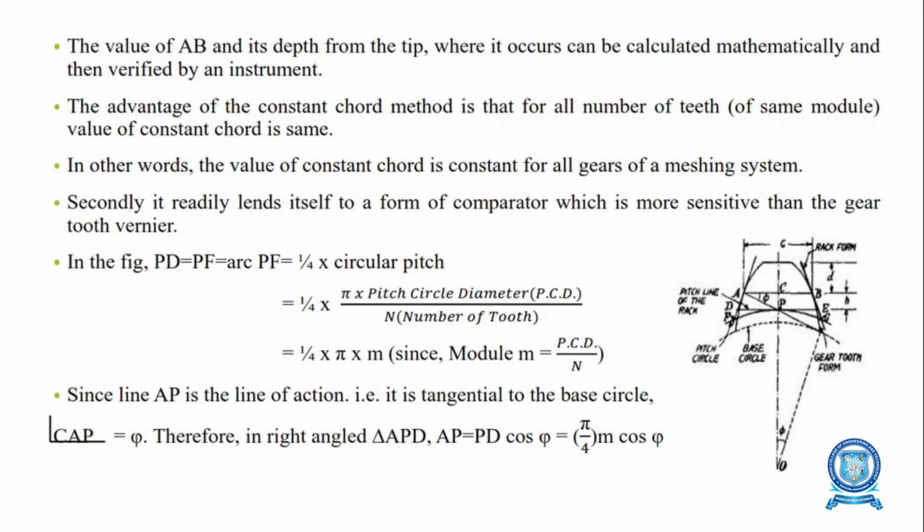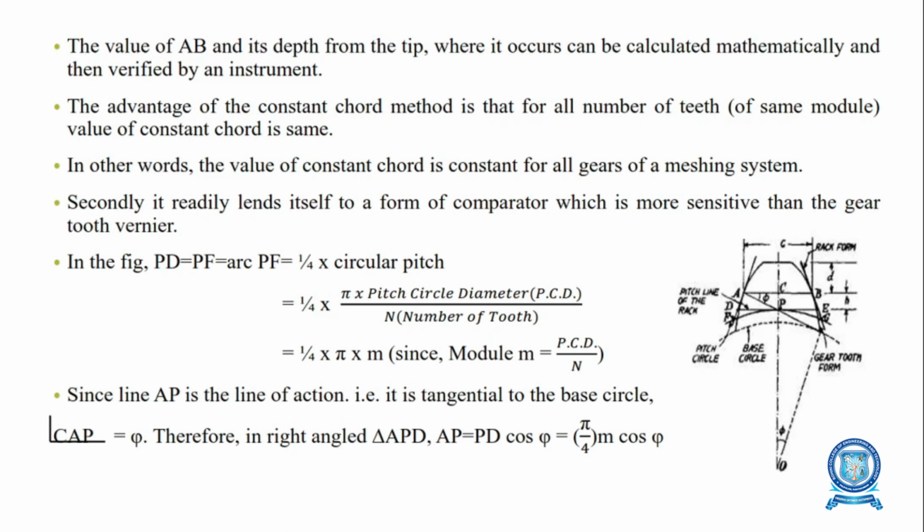The value of AB and its depth from the tip where it occurs can be calculated mathematically and then verified by an instrument. The advantage of the constant chord method is that for all numbers of teeth, the value of the constant chord is the same. The value of the constant chord is constant for all gears of a system. It readily lends itself to a form of comparator which is more sensitive than the gear tooth vernier.